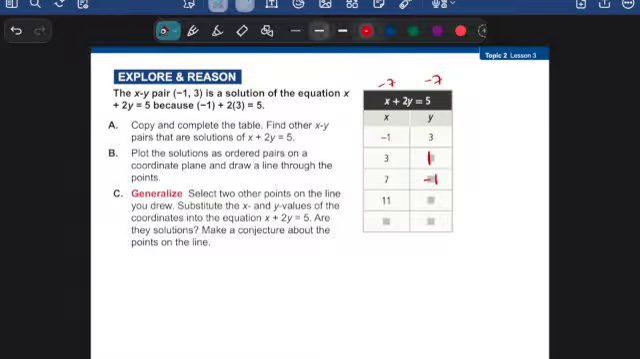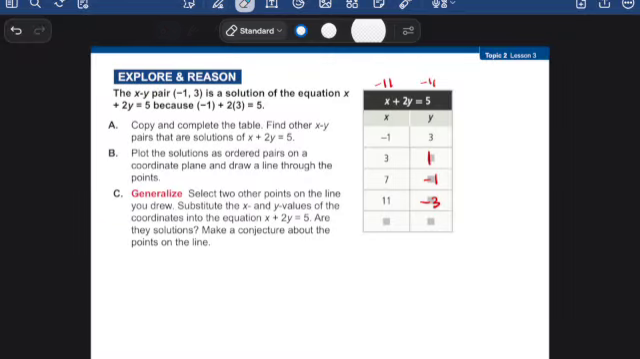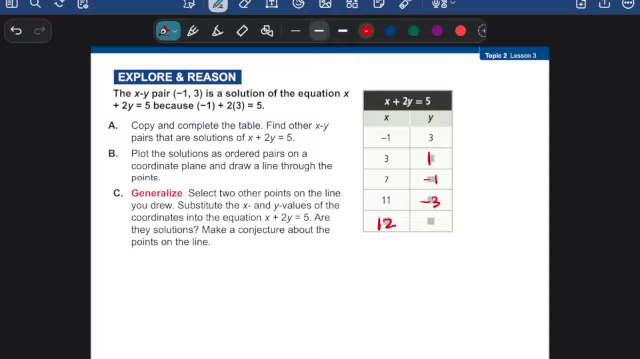If we plug in 11, that means we're going to subtract 11 from both sides. So then we have -6. -6 divided by 2 is -3. And now we have any value. Let's pick 12. If I plug in 12, I'm going to subtract 12 from both sides. I end up with -7. -7 divided by 2 is -3.5.